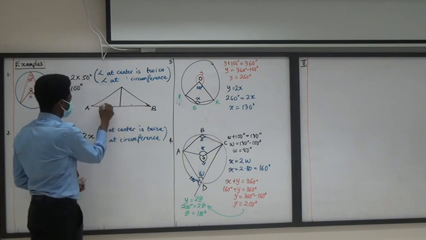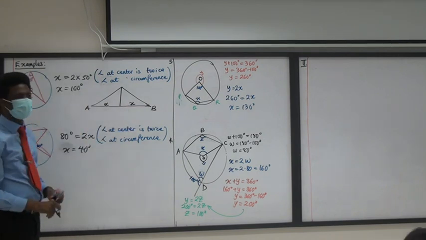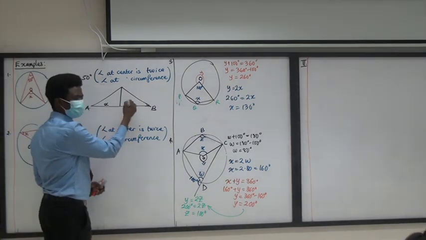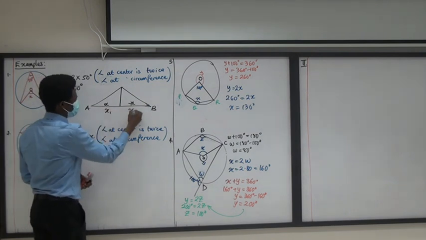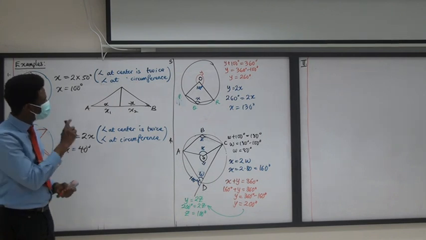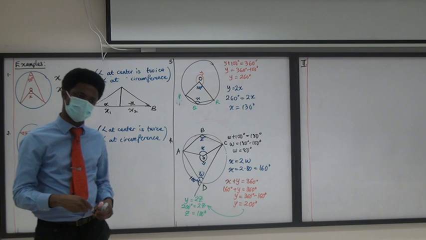Understand? So I noticed some people calling this X and this X. Automatically, you are saying they are equal. So if you call this X, maybe you call this Y. If you are so eager to use X, then call it X1 and X2. But don't use the same variable. Somebody did that. I know it's a minor blunder, but it's not a good way to present your solution.